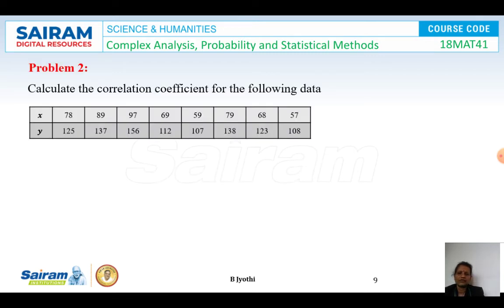Next problem, calculate the correlation coefficient for the following data. So these are all the values of x and y they have given. So 78, 89, 97, 69, 59, 79, 68 and 57. And y values are 125, 137, 156, 112, 107, 138, 123 and 108.